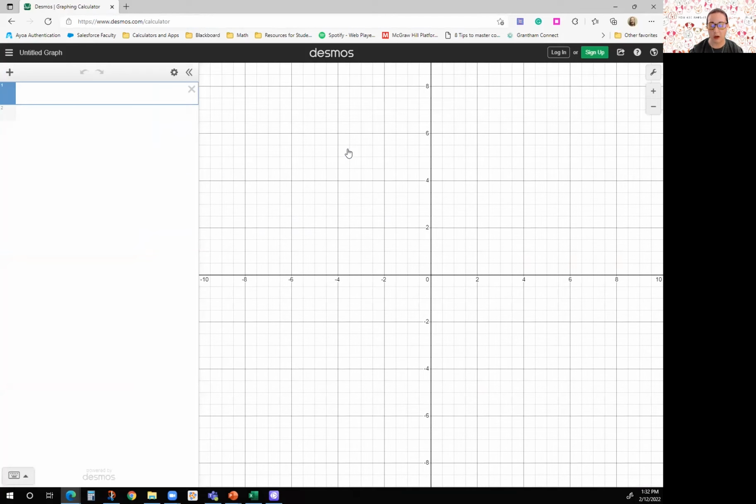And then you get this window. This is where you type in your equation. It doesn't have to be solved for y or anything. You just type in what you see. So I've got my x.